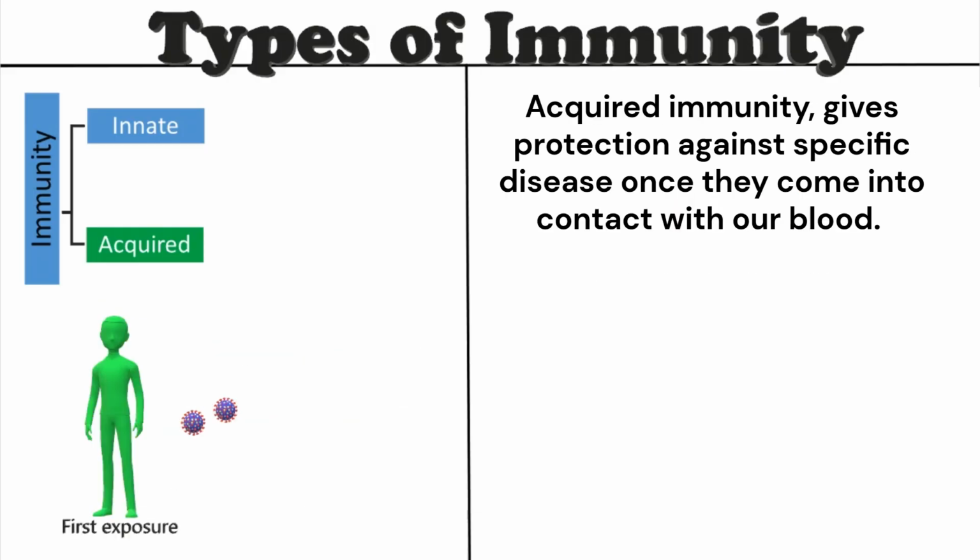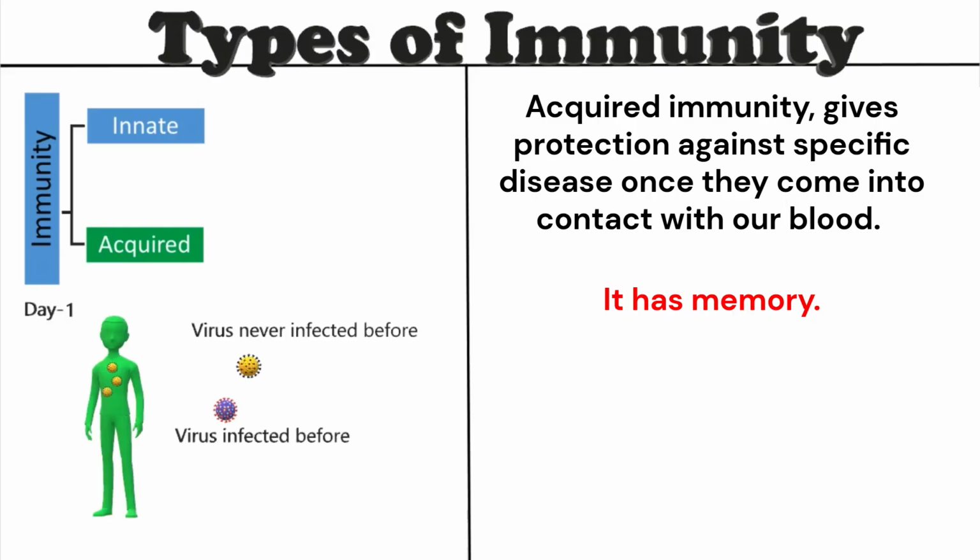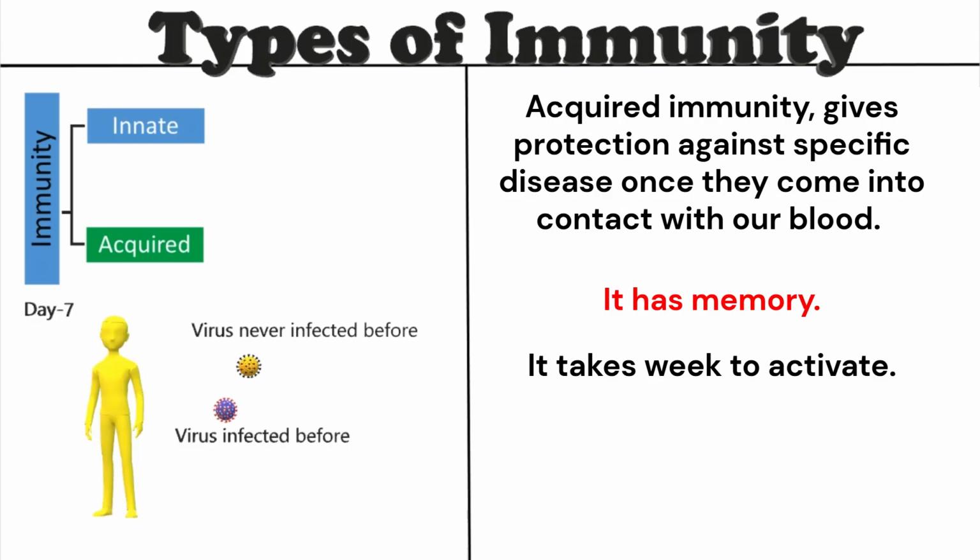But acquired immunity gives protection against a specific disease once the germ enters your body. It is very specific. That means if immunity is built against one virus, it cannot infect you a second time. Your body will immediately identify it and kill it before the onset of disease. This shows that acquired immunity has memory. But if a new virus infects you for the first time, it takes nearly 1 week to activate acquired immunity. Once activated, you are again protected against that virus.